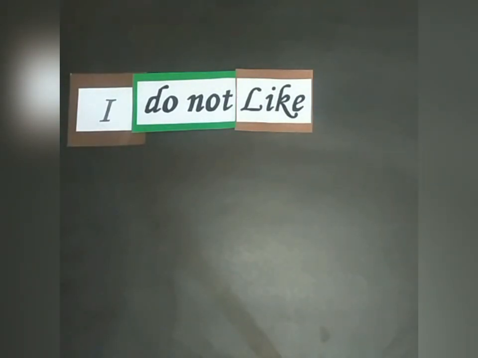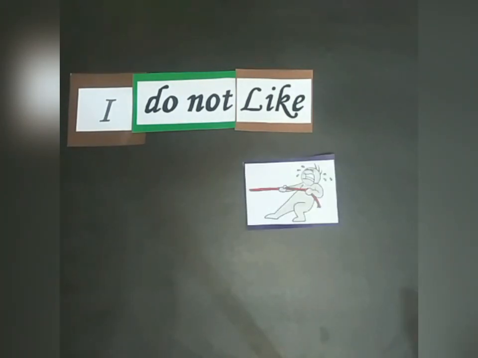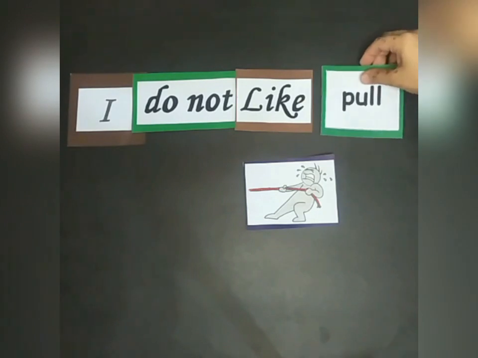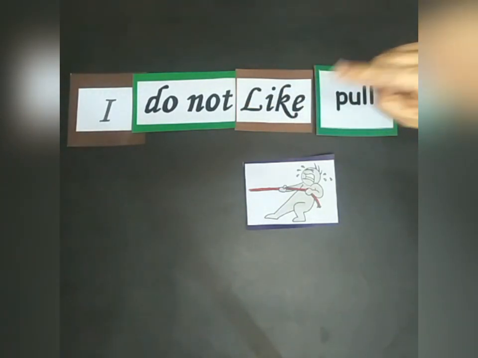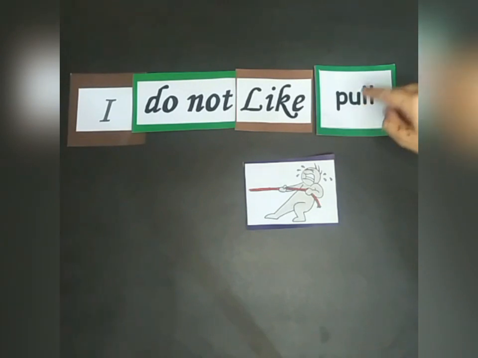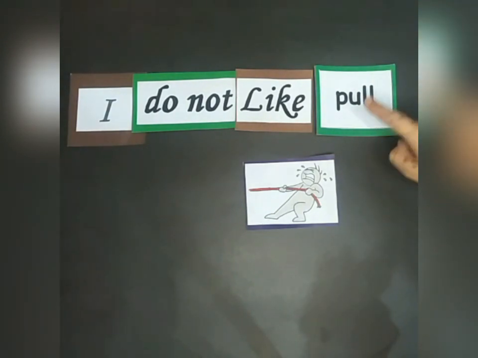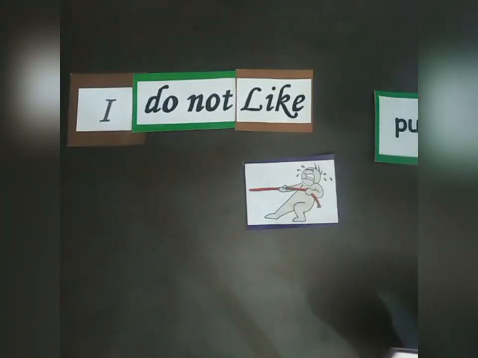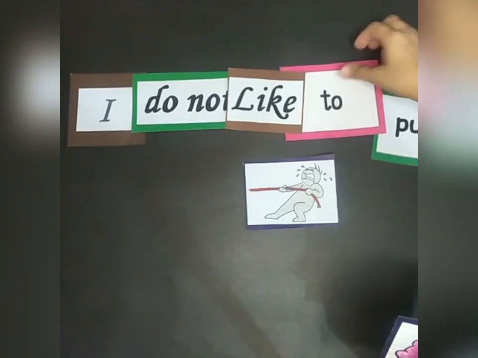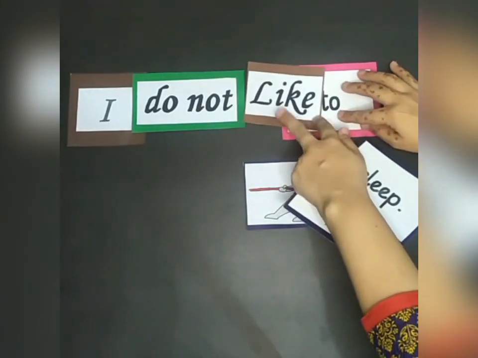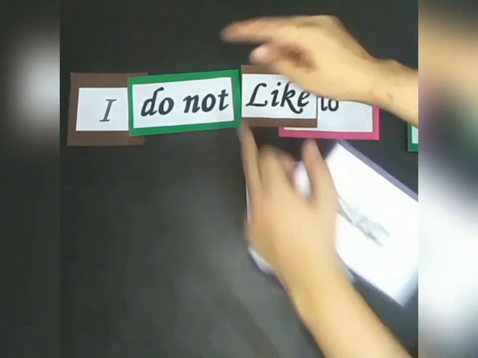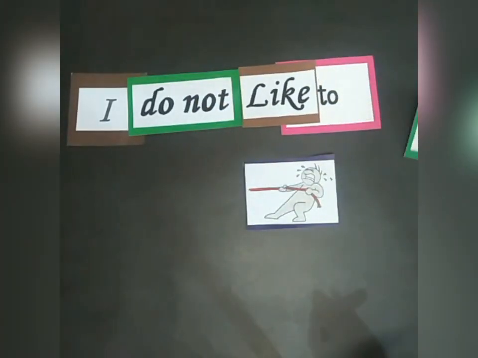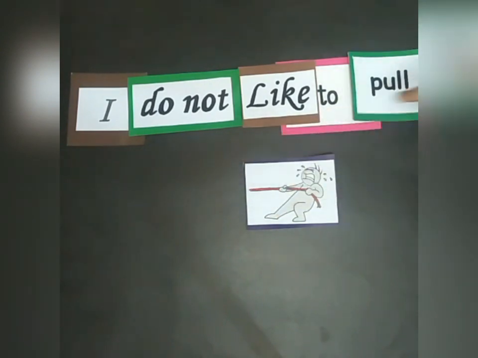Now with the action word. As I say, I do not like pull. Is this the way you make a sentence? I do not like pull. No, this is the wrong sentence. Because pull is an action word, and with an action word, we always use the word to. Yes, for the correct sentence, we will use I do not like to pull. Now this is a complete sentence. I do not like to pull.